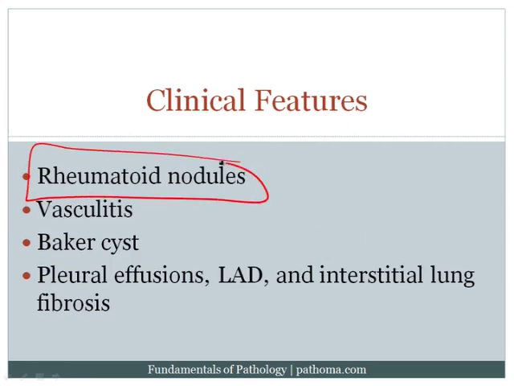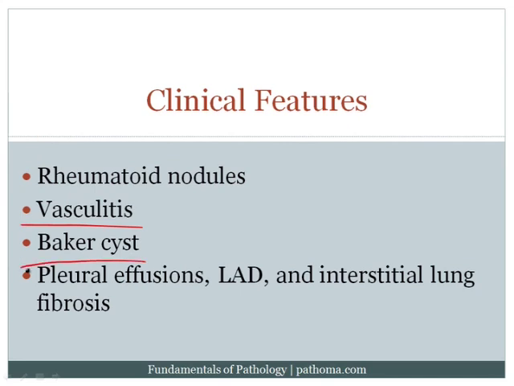These are nodules that usually arise in the skin but can also be present in the visceral organs, and they're characterized by a central area of necrosis which is surrounded by epithelioid histiocytes. So rheumatoid nodules are a classic finding as well. Vasculitis can be seen, and vasculitis can involve multiple organs. The patients can develop a Baker's cyst, which is swelling of the bursa behind the knee, so they can have a swollen cyst behind the knee.